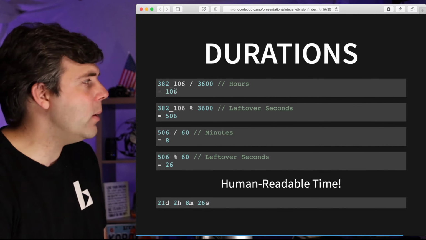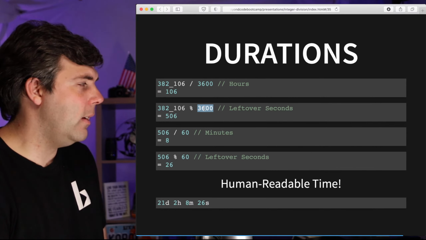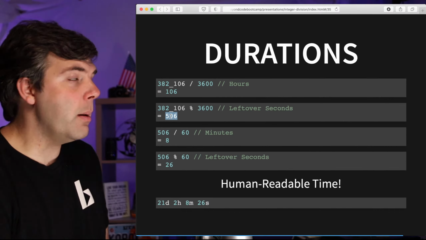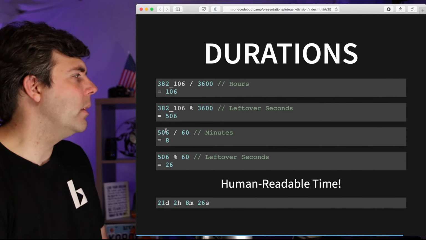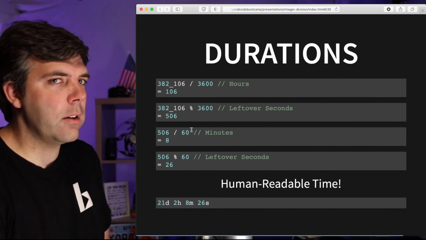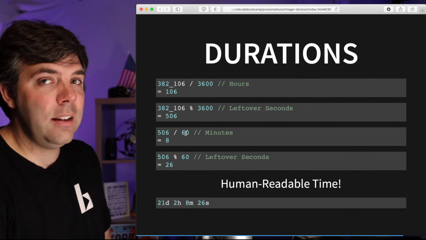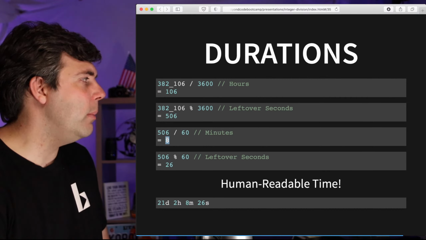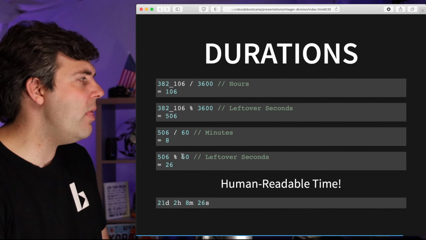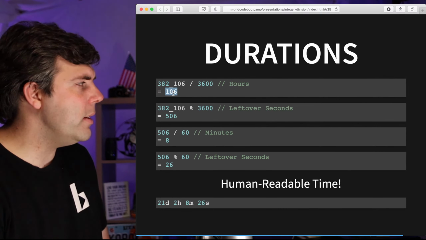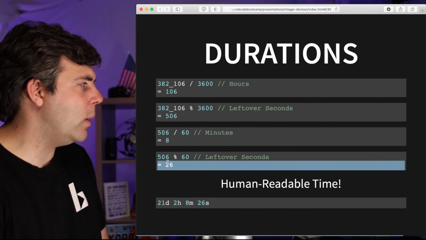Okay. So then if I take that number of seconds and I mod it by the number of seconds in an hour, I get back the number of seconds that are left over. And then I can do that again. I can take the number of seconds that are left over, divide it by 60 in order to get minutes, since there are 60 seconds in a minute, which leaves me with 8 minutes. And if I mod that, then I'll get back 26 seconds. So I end up with 106 hours, 8 minutes, 26 seconds.